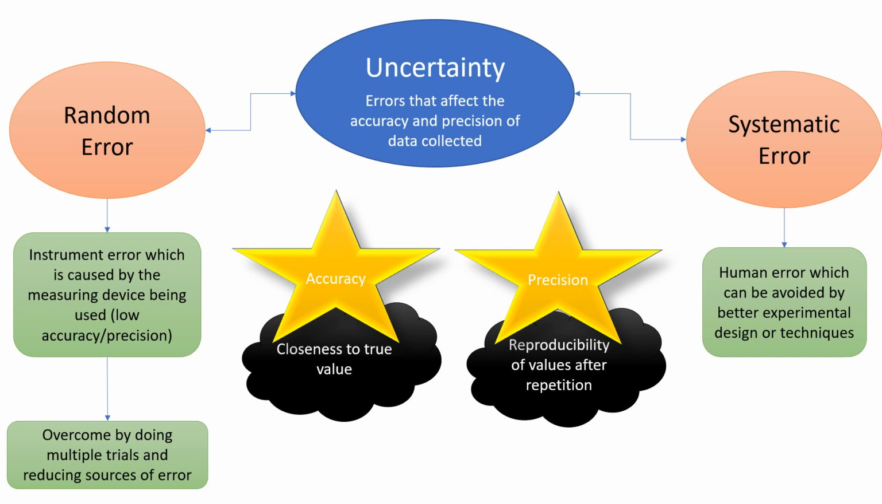So for example, if I have fluctuation of temperature in the lab, this is going to be random error. But if you've used the wrong thermometer to record your temperature readings, then that's going to be a systematic error.